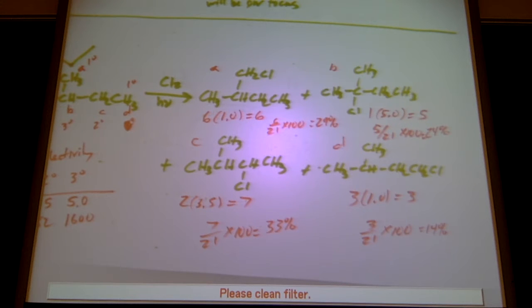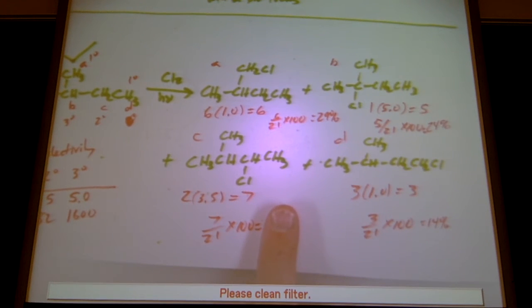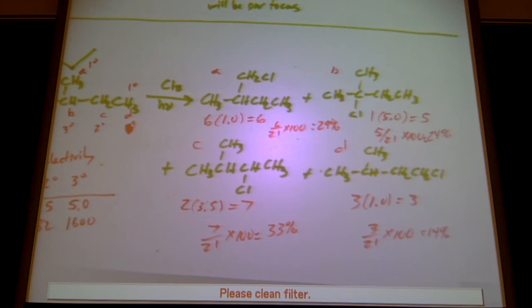On the exam, you can just put this part here, like 7 over 21 times 100, and that'd be fine. You calculate out your ratios. This way is how you predict how much product you have. Let's look at another one. Look at the problem from your notes.